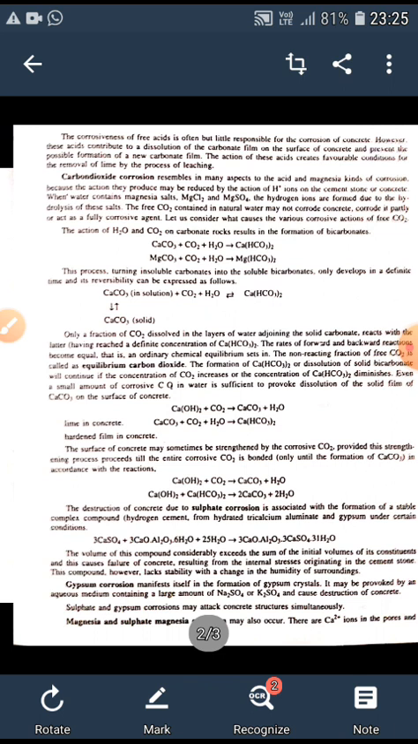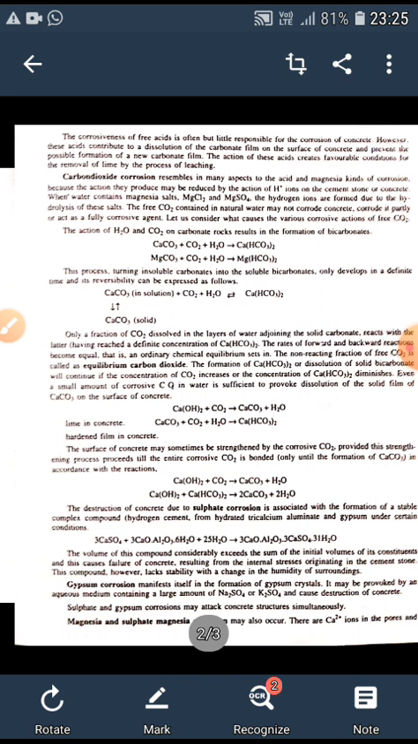A small amount of corrosive carbon dioxide in water is sufficient to provoke dissolution of the solid film of calcium carbonate on the surface of concrete. The surface of concrete sometimes gets strengthened by the corrosive carbon dioxide, provided this strengthening process proceeds till the entire corrosive carbon dioxide is bonded in accordance with the following reactions. That is, calcium hydroxide plus carbon dioxide is calcium carbonate plus water. Calcium hydroxide also reacts with calcium bicarbonate to give calcium carbonate and water.